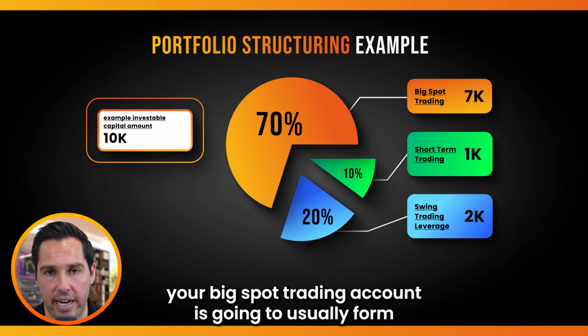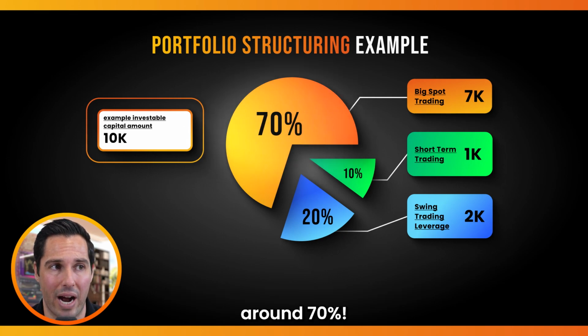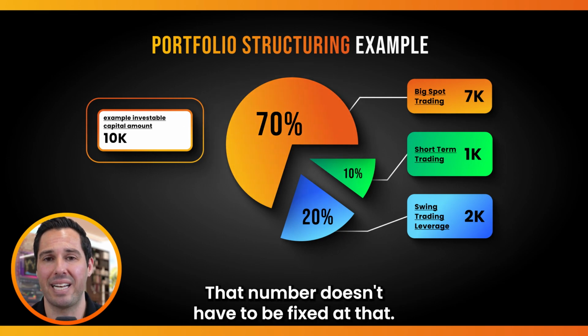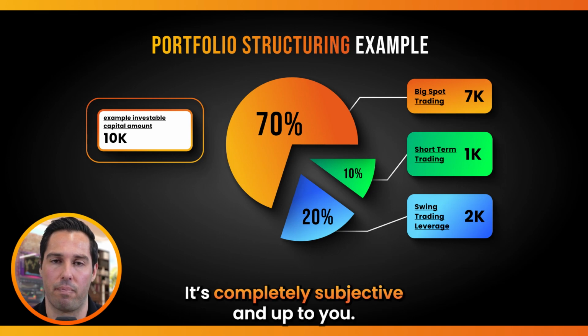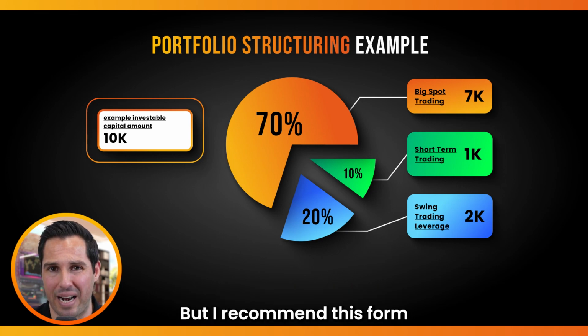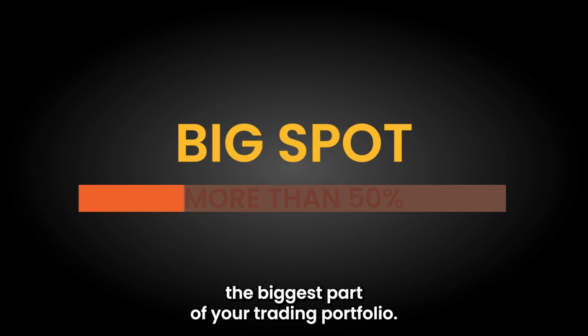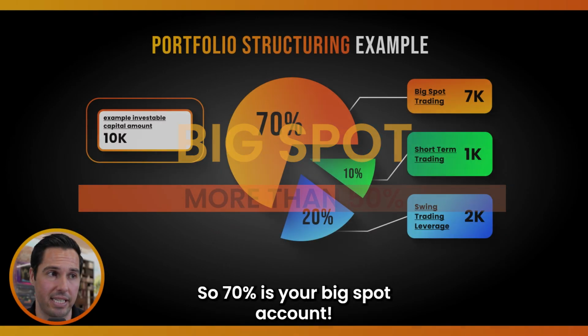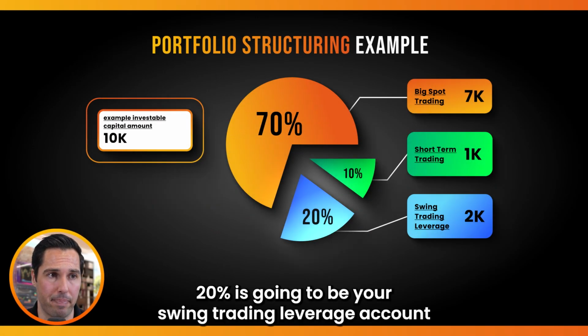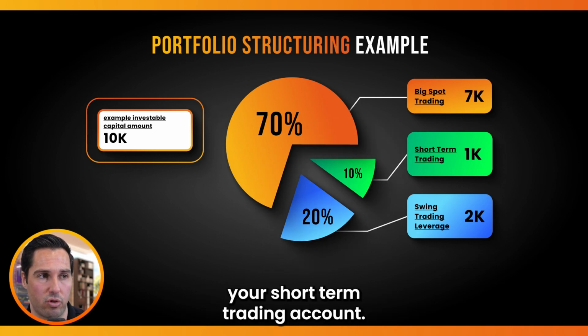Your big spot trading account is usually going to form around 70%. That number doesn't have to be fixed. It's completely subjective and up to you, but I recommend this form the biggest part of your trading portfolio. So 70% is your big spot account, 20% is going to be your swing trading leverage account, and 10% is going to be your short-term trading account.